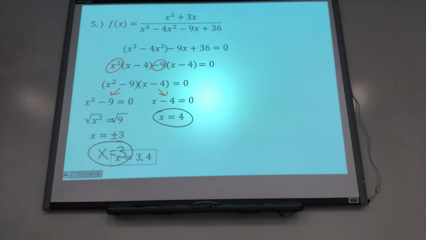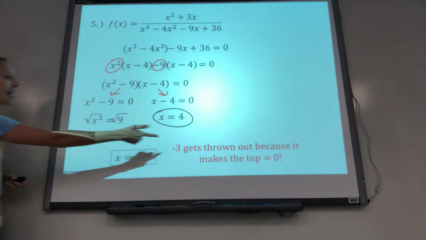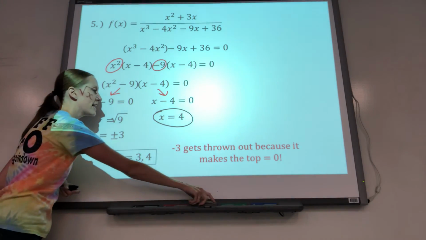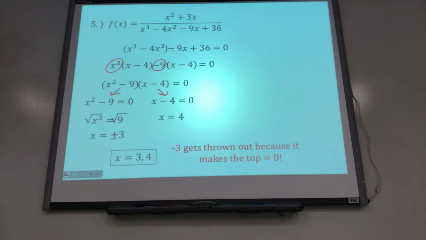But, and I think I wrote this out over there if you want to put it in your notes, the negative 3 gets thrown out because it makes the top equal 0. If you want to just kind of remind yourself about that, we had to throw out the negative 3 just because it also made the top 0. That is just going to be a hole in your graph, not a vertical asymptote.